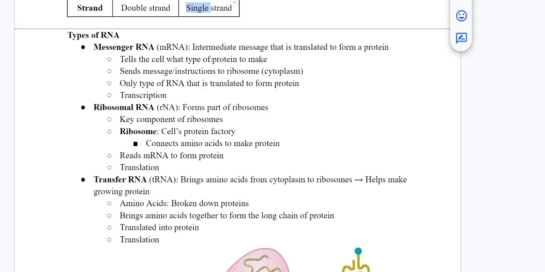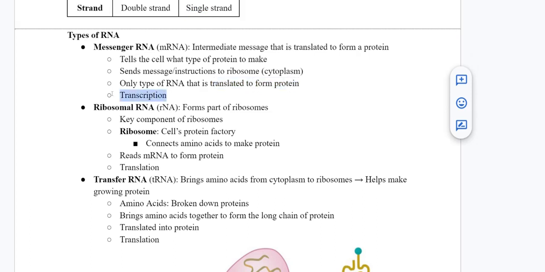So messenger RNA, what is it? It's a message that tells the cell to make protein. It goes to the cell and says, "You make this type of protein, okay?" It sends the message to the ribosome. I'm going to talk about it later, but the ribosome is located in the cytoplasm. So it goes to the cytoplasm, goes to the ribosome, and tells them, "Okay, make this certain type of protein." And mRNA is actually the only type of RNA out of these three that is translated to form protein. The others aren't.